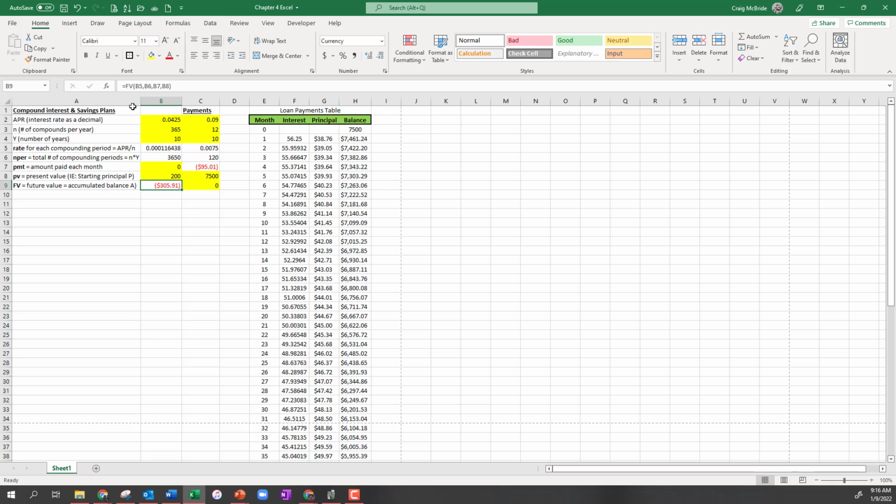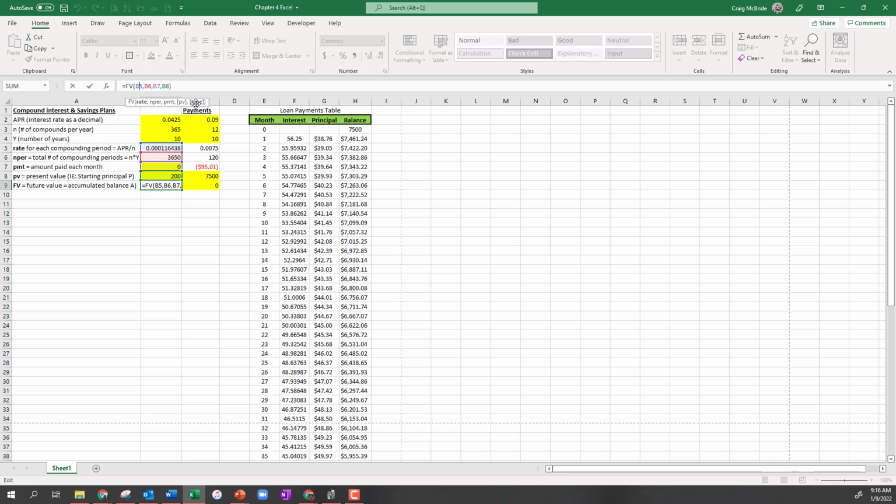And then down here, this is just the future value formula. And the future value formula, as you can see, it tells you right at the bottom what it needs for each thing. So the first thing you give it is rate. So that's why I gave it B5, and then a comma, and then N per, which is B6, then payment, which was B7, present value, which was B8, and then the type at the end, you just leave it alone.